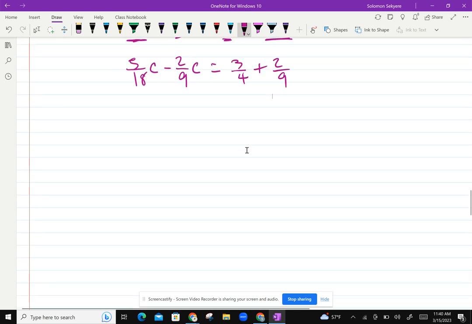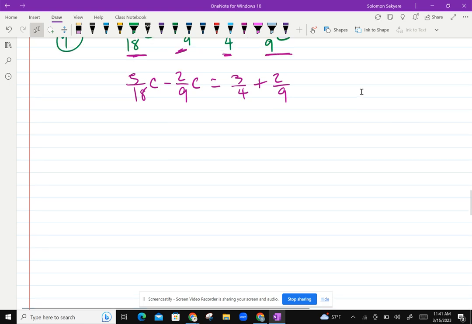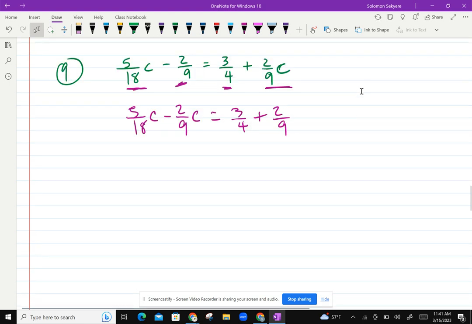Okay. And then next, I put my fractions together, 3/4 plus 2/9. Fractions over and over, right? First thing you want to do is to make sure that they have the same denominator. Once you know that, what's the LCM of 9 and 18? It's 18. So you just got to change this one here. So it's 5 18s minus 4 18s. This one right here.